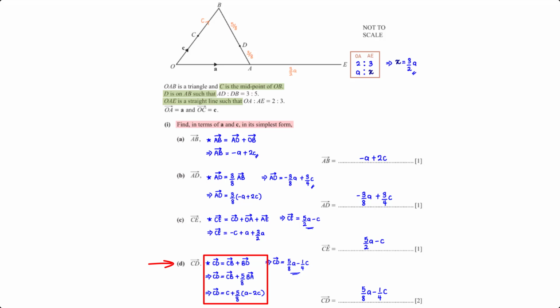BA is negative AB, and that is A minus 2C. When we expand the brackets and simplify, we get 5 over 8A minus 1 over 4C.